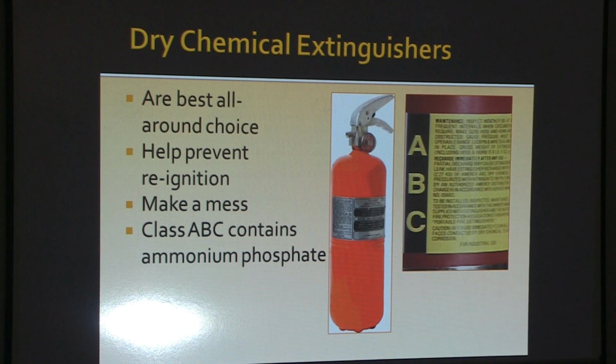Now, the types of fire extinguishers are a dry chemical fire extinguisher. This is the best all-around choice. Helps to prevent reignition. It does make a mess when you do discharge it. And the Class ABC fire extinguisher contains a powder that is ammonium phosphate.